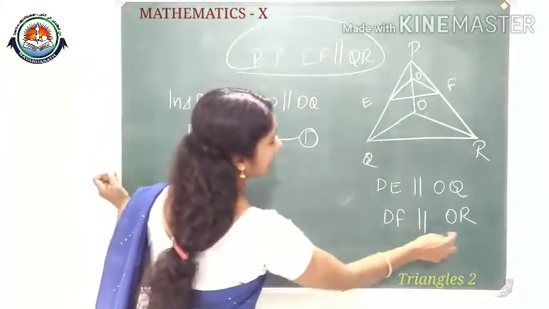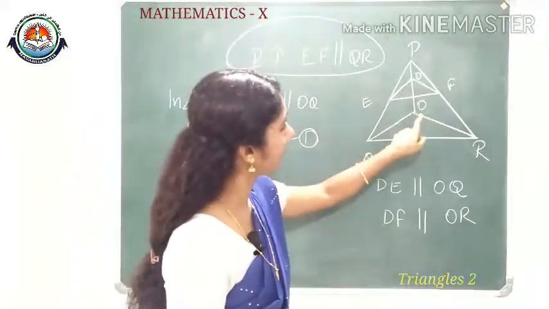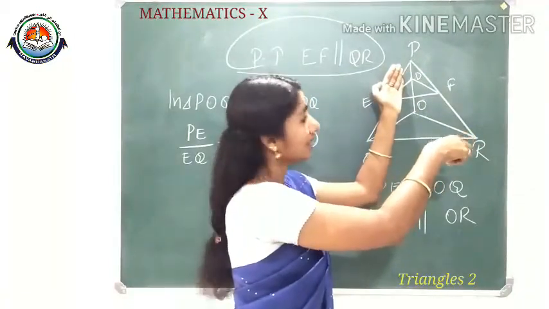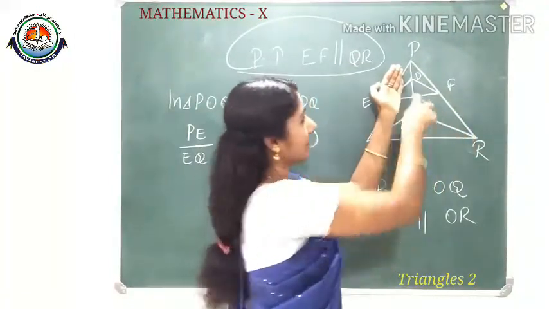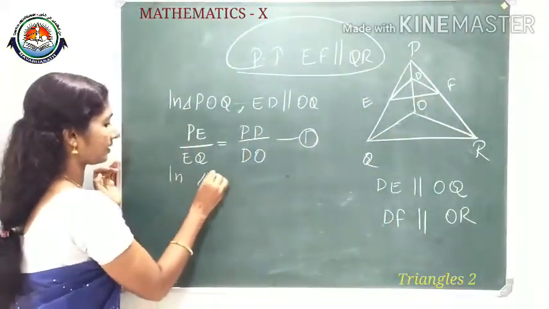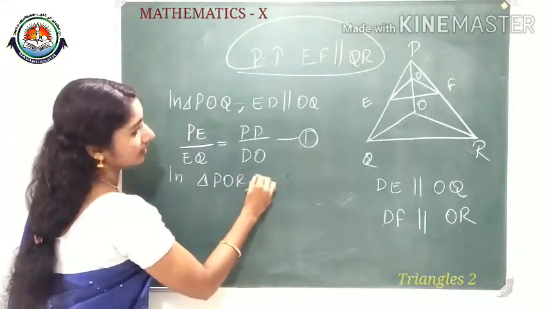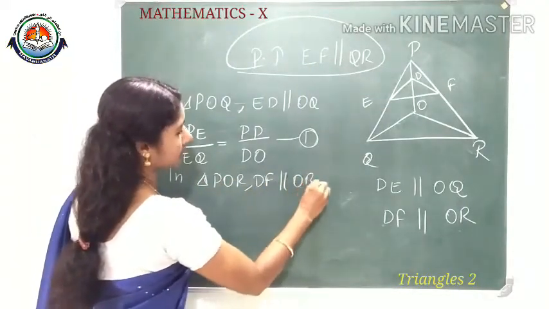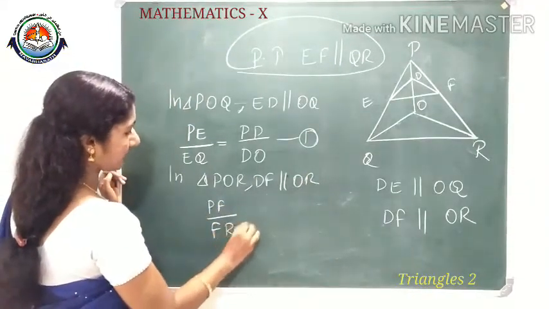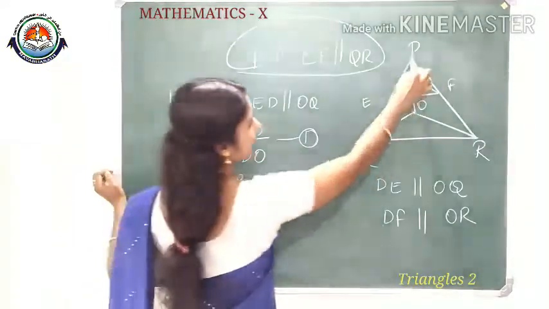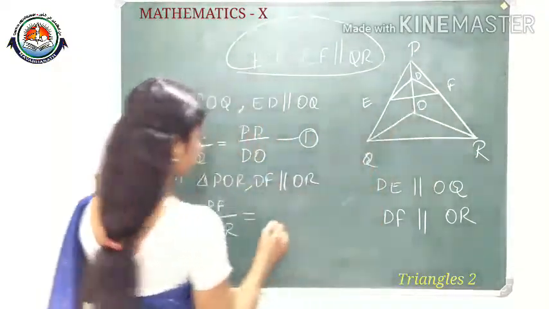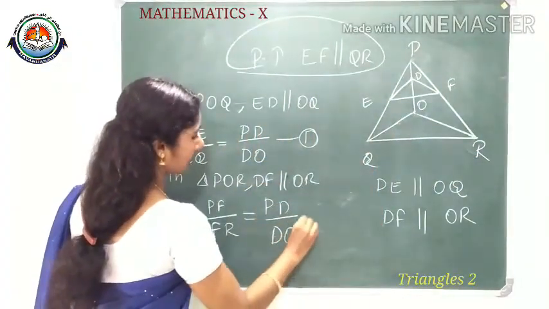Next, it is given DF parallel to OR. See, DF parallel to OR. So which triangle will we take? POR we will take. Then only we can apply the basic proportionality theorem. In triangle POR, DF is parallel to OR. So what can we have? PF by FR is equal to PD by DO. PD by DO, equation number 2.